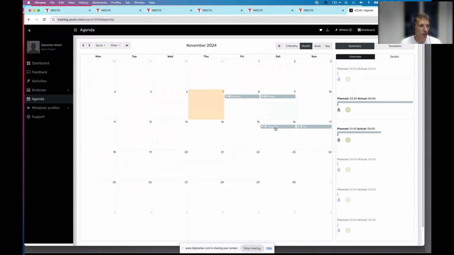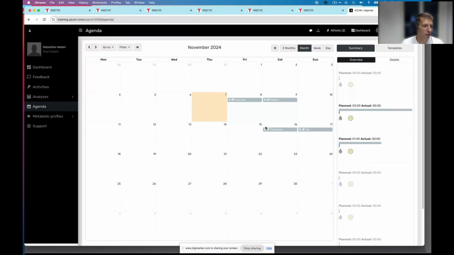Okay, you can see that by the symbols, where this one here is a running symbol. So these two are the sessions, the example sessions I put up for the low VLamax guy, and these here for the cycling for the high VLamax guy.